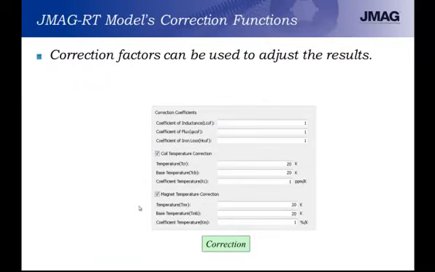Now, I just mentioned correction coefficients, and that's something that we also have the capability to do in JMAG-RT Viewer. We can put in correction coefficients for the inductance, the flux linkage, and the iron losses, as well as correction coefficients and actual temperature characteristics for the coil and the magnet. So again, we can either choose to operate at room temperature, a reduced temperature, or an elevated temperature for both the coil and the magnet.